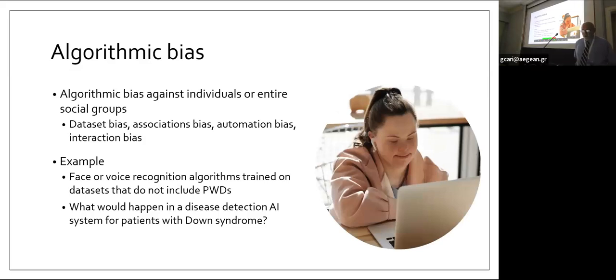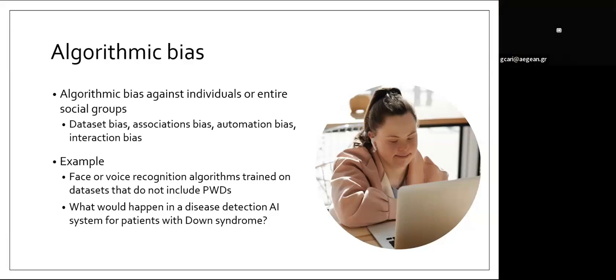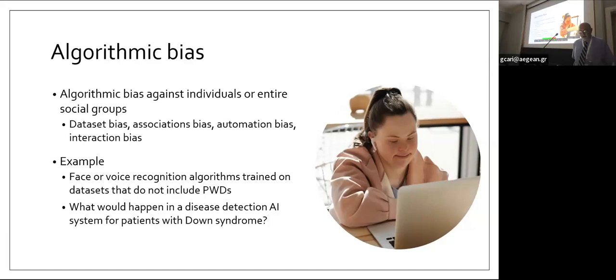A major issue which needs to be addressed is algorithmic bias against individuals or entire social groups, including persons with disabilities, older adults, as well as vulnerable individuals. Discussion on AI biases is already rich in the literature, with potential sources of bias identified as dataset bias, association bias, information bias, interaction bias, and confirmation bias.